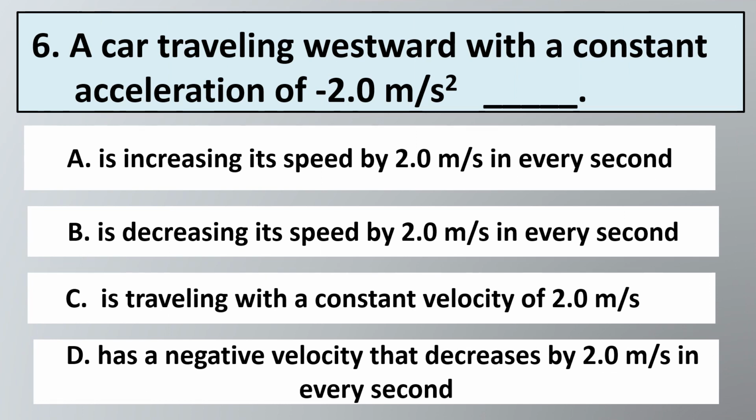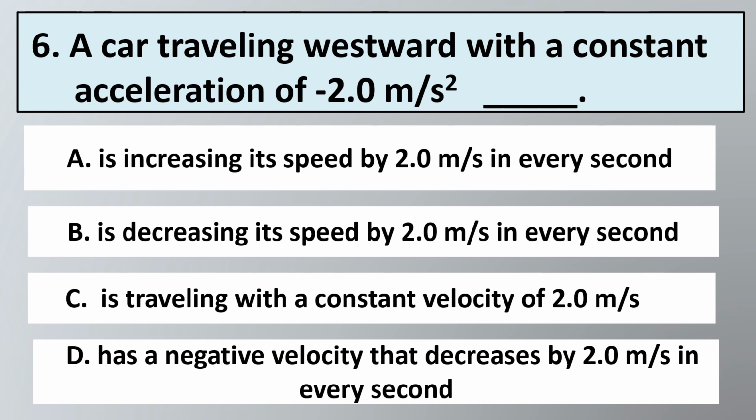For question number 6, we have a car traveling westward with a constant acceleration of -2 meters per second squared. So what does this mean? Is it letter A, increasing its speed by 2 meters per second in every second? Or is it letter B, decreasing its speed by 2 meters per second in every second? Or should it be letter C, the car is traveling with a constant velocity of 2 meters per second? Or is it letter D, the car has a negative velocity that decreases by 2 meters per second in every second?